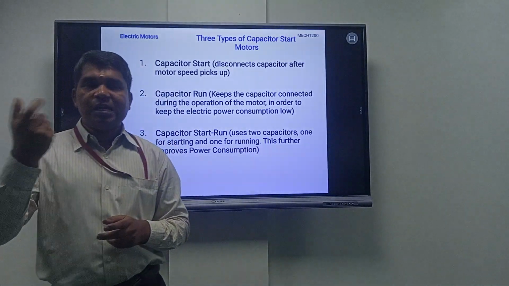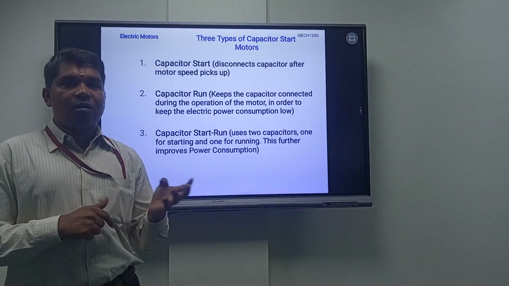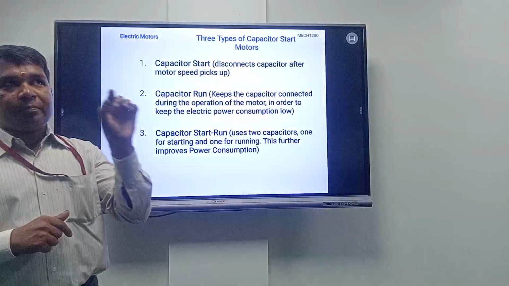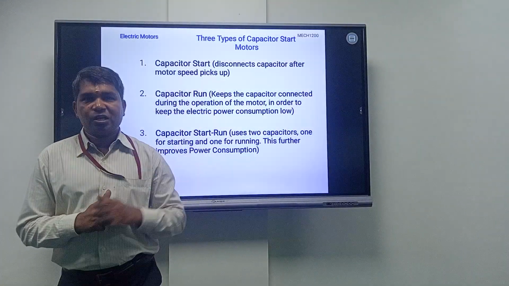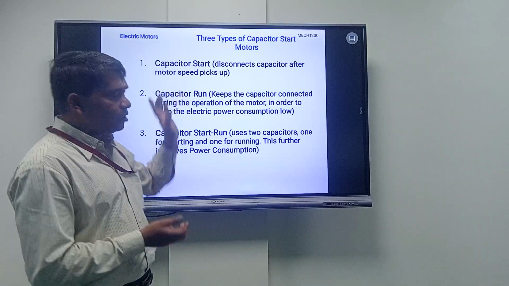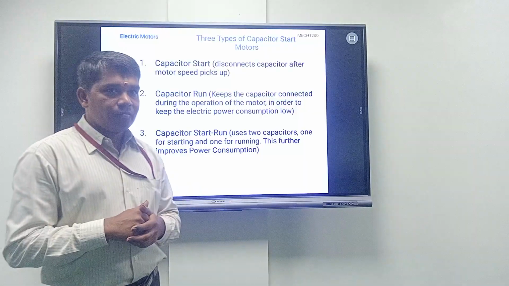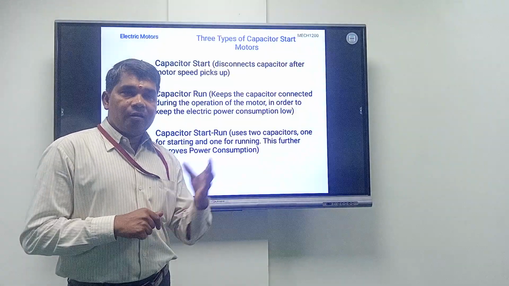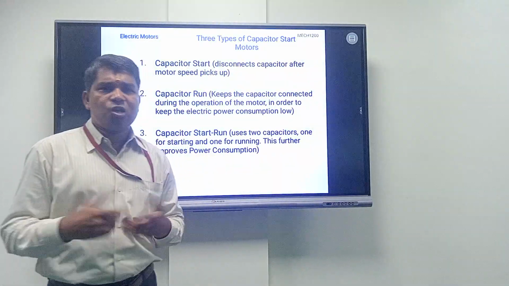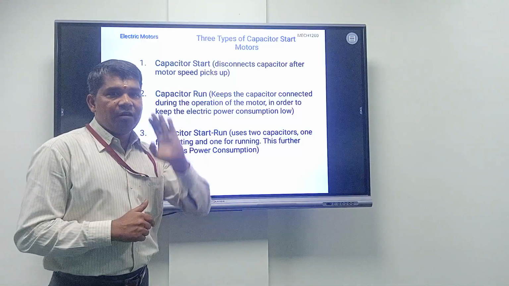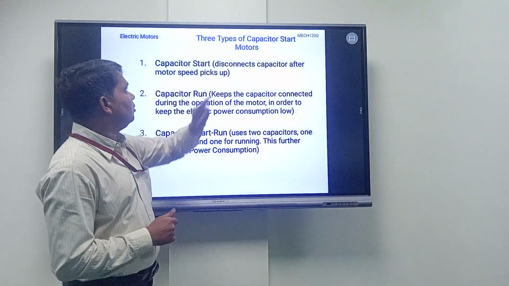Actually, we may have seen capacitors, for example, in a fan. In a fan, one capacitor will be there. Normally we call it a condenser. That capacitor's main purpose is to make the single phase induction motor self-starting. Once the motor has started, if you remove the capacitor, it will still keep running. You can check it easily: once the fan starts to rotate, you can remove the capacitor, and you will find the fan does not stop. It keeps on running. So that is one category, the capacitor start motors.